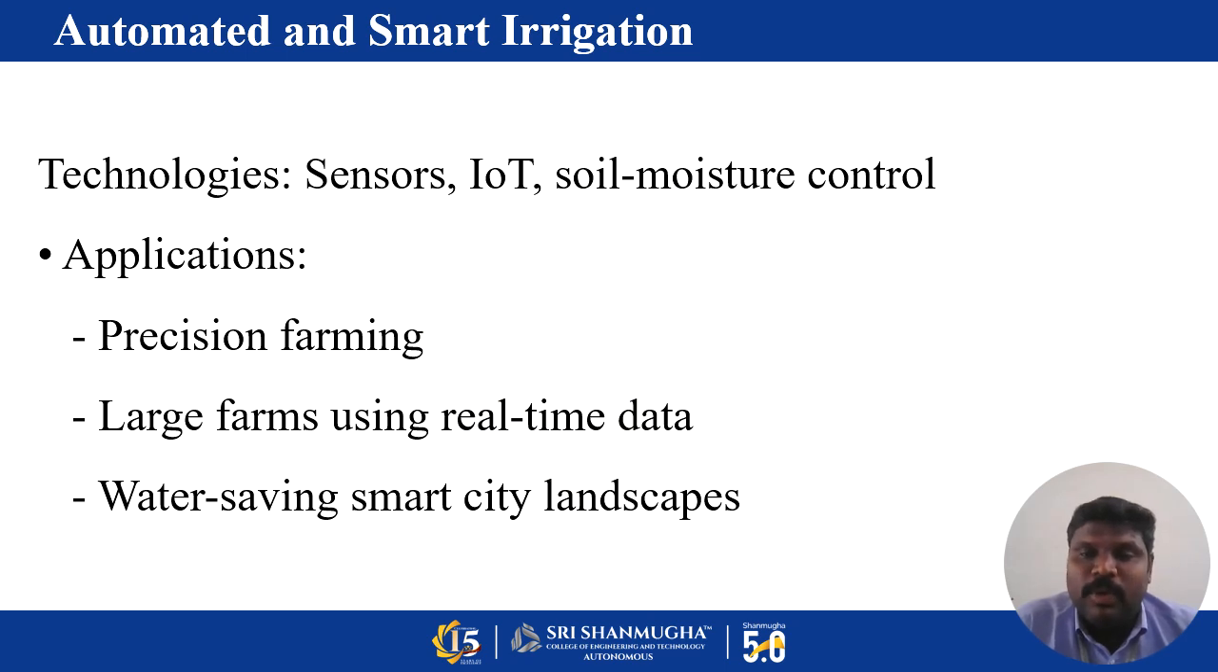We can operate and control the on and off of irrigation from our place itself, through which we can monitor whether a particular land requires water, nutrient management, or pesticide management. All this can be controlled from our home itself, through which automated and smart irrigation systems can be adopted. And also we can go with water saving smart city landscapes.